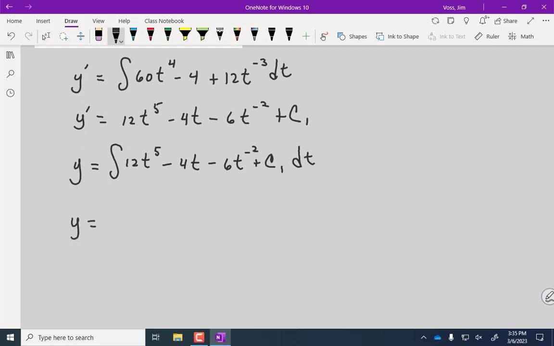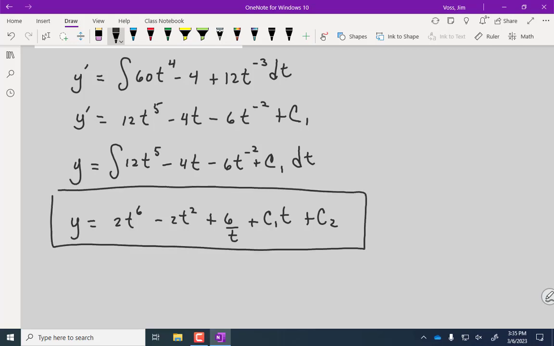And y will equal 2t to the 6 minus 2t squared plus 6t to the negative 1, which is 6 over t, plus c1t plus c2. So that right there is the general solution. Would a specific solution have us solve along the way? So a particular solution, we would have initial values and we could solve for the constants along the way.